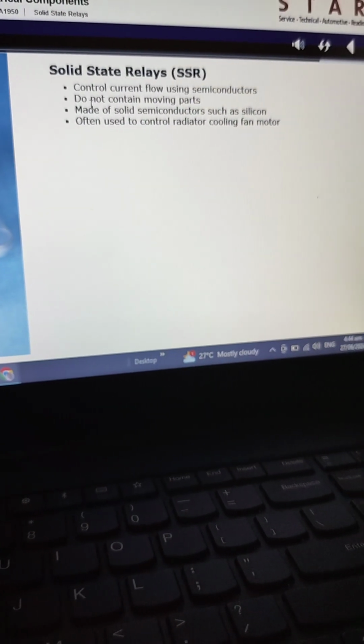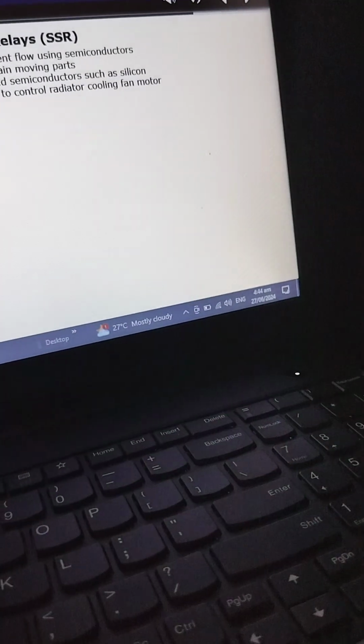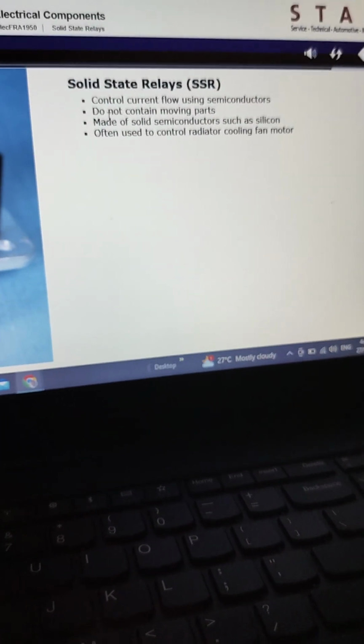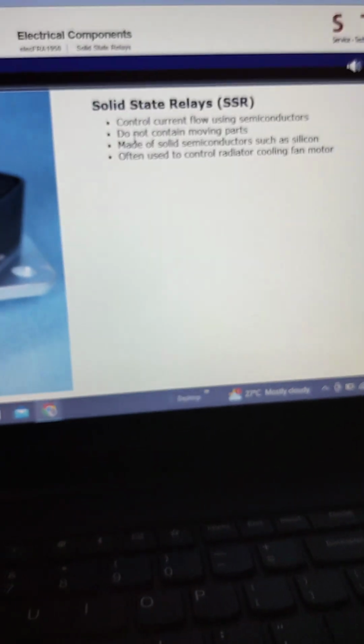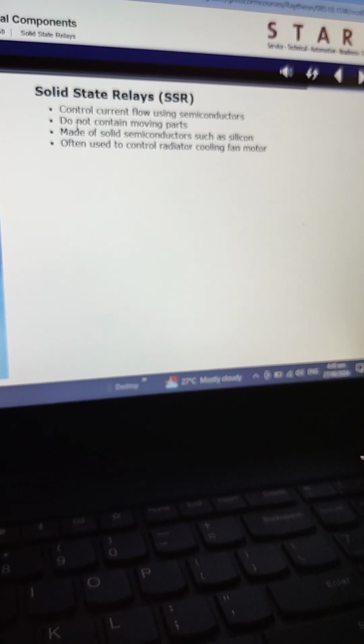A solid-state relay, or SSR, controls current flow using semiconductors such as transistors. Solid-state relays do not contain moving parts and are made of solid semiconductors such as silicon. They are often used to control the radiator cooling fan motor.